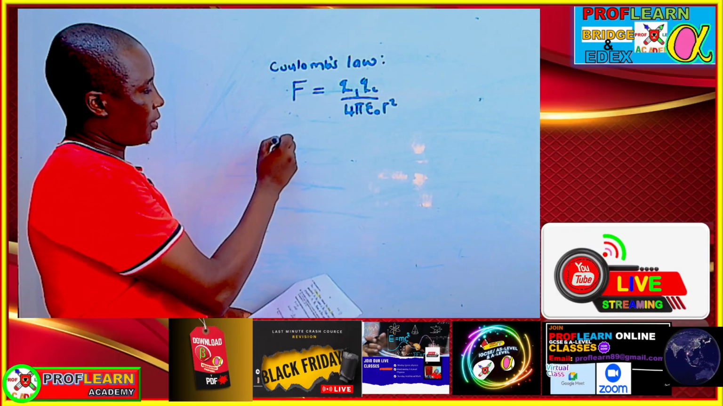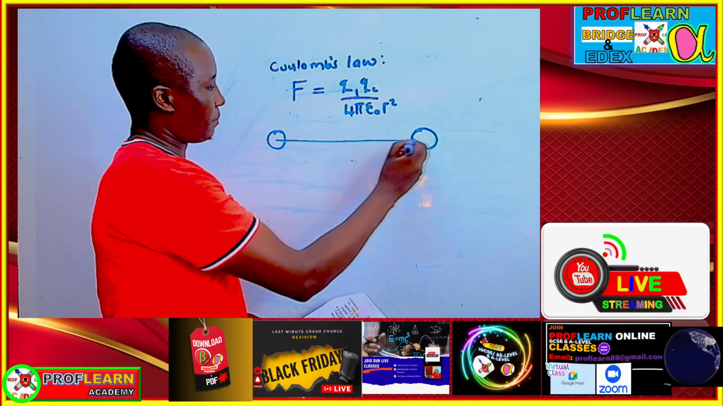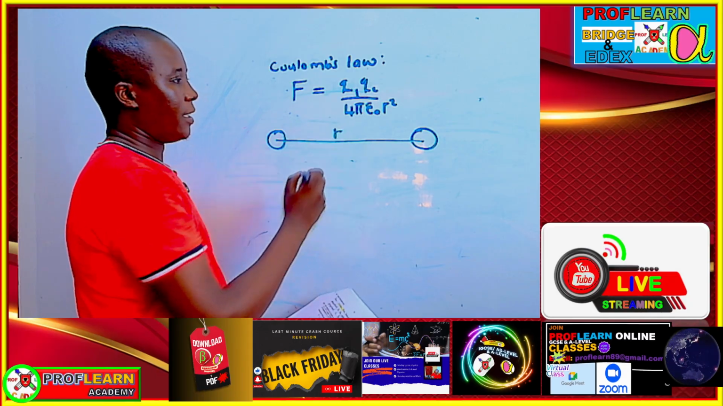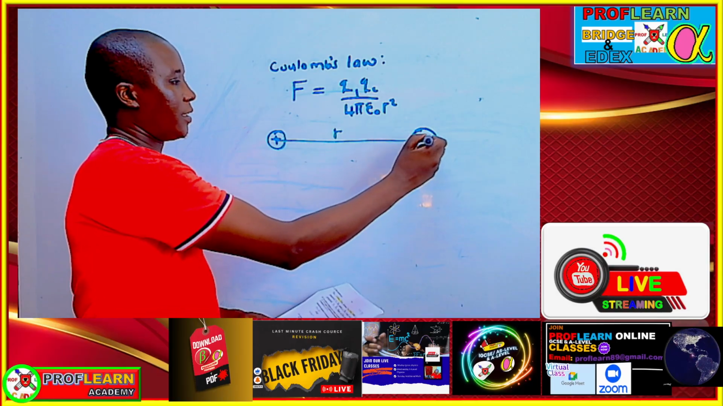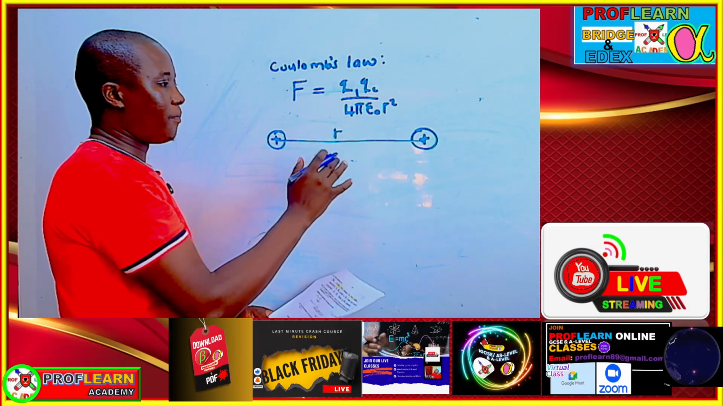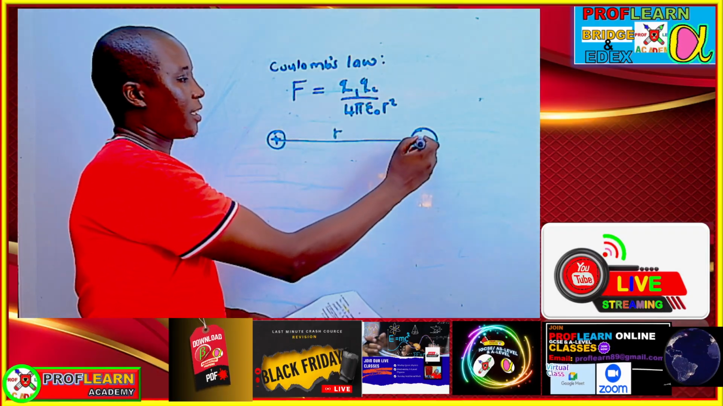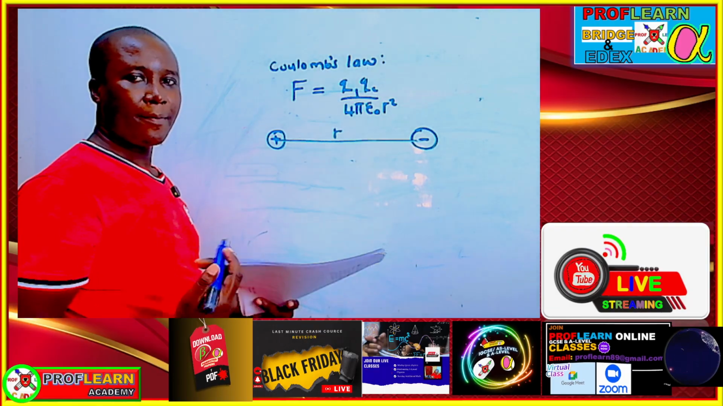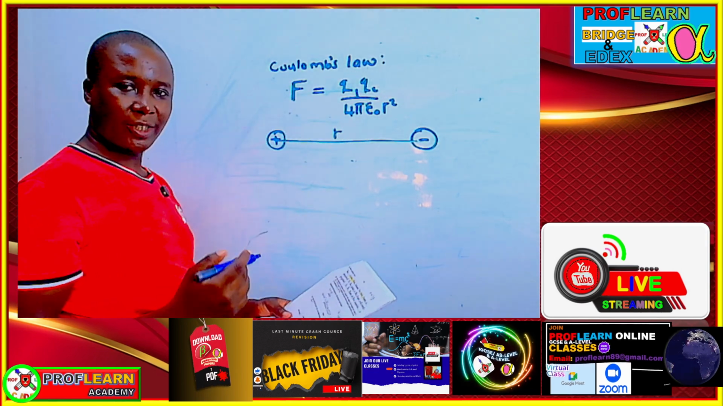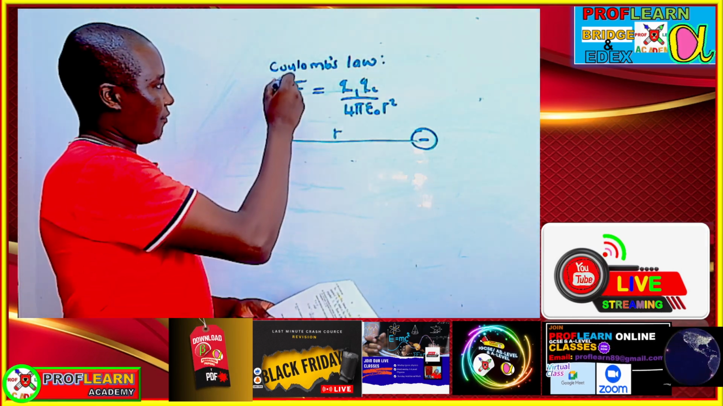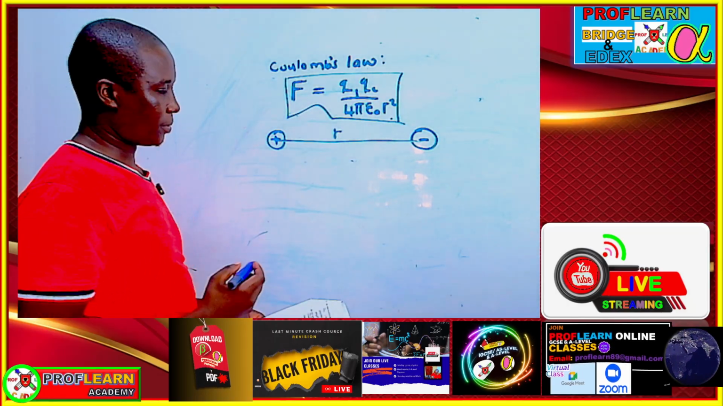So if you have two charged objects whose centers are separated by a distance r, and you want to work out the force of attraction. Let's say this is a positive charge and this is a positive charge. These two charges are going to repel each other. If you have a negative charge here, they are going to attract each other. The magnitude of the force that they are going to experience is given by Coulomb's law. And how does Coulomb's law state?